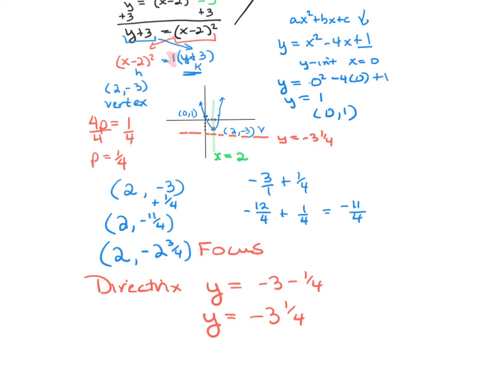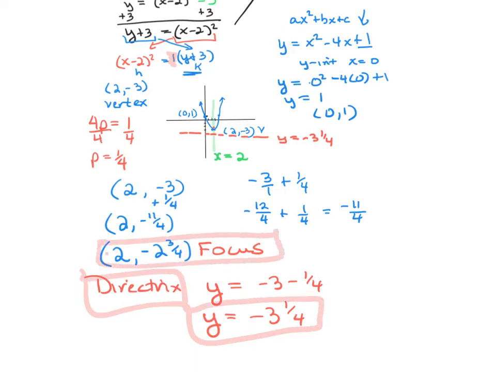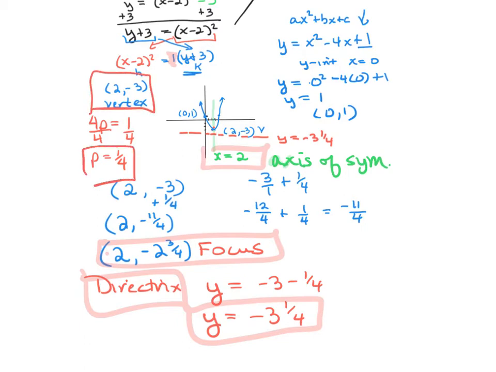So again, we're going to identify the directrix, the focus, the axis of symmetry, the vertex, the p-value. So be able to find all of this information. Now, if the question asked to find the x-intercept, then I would set y equal to 0.